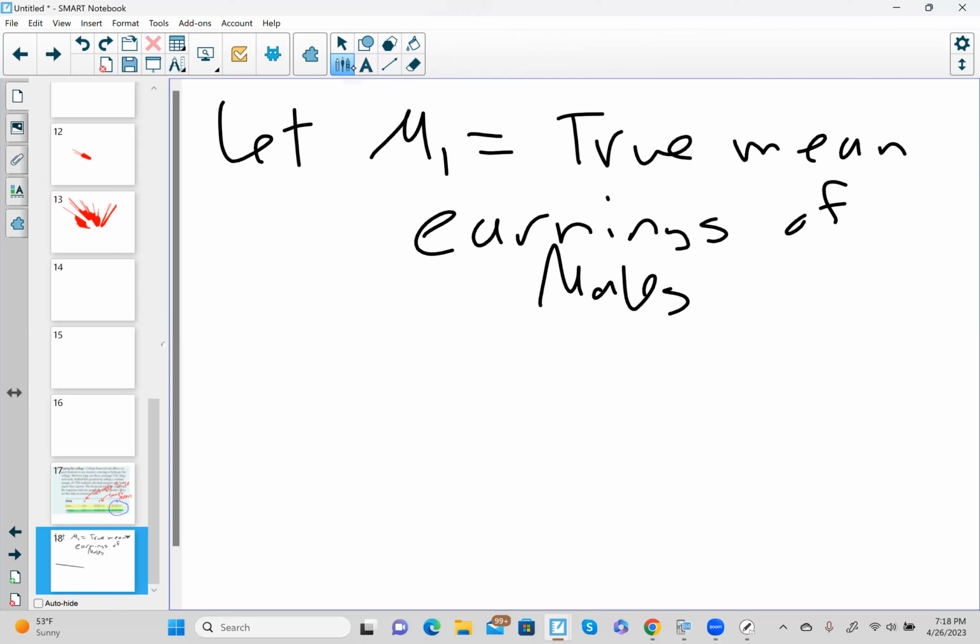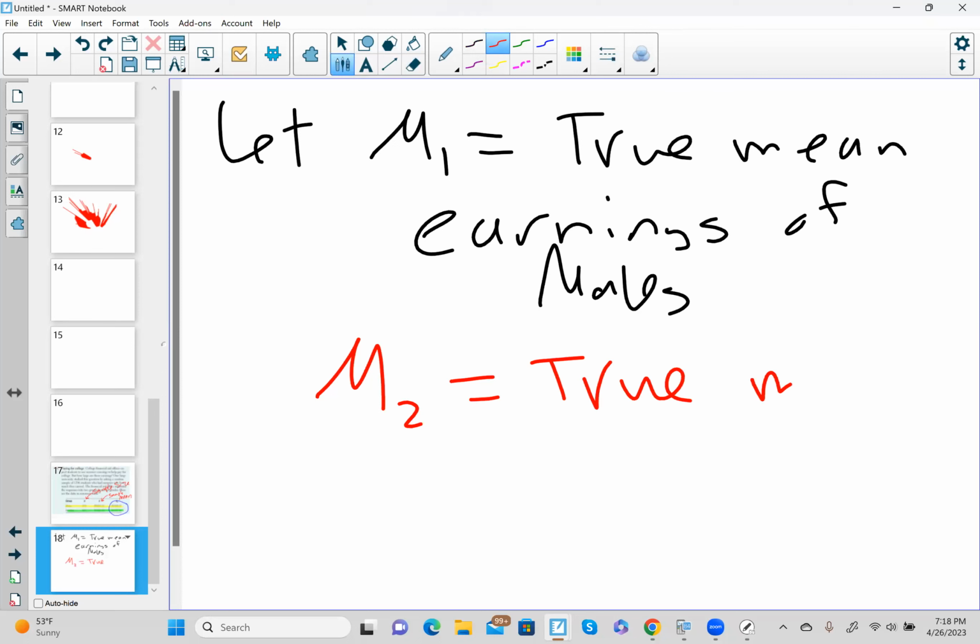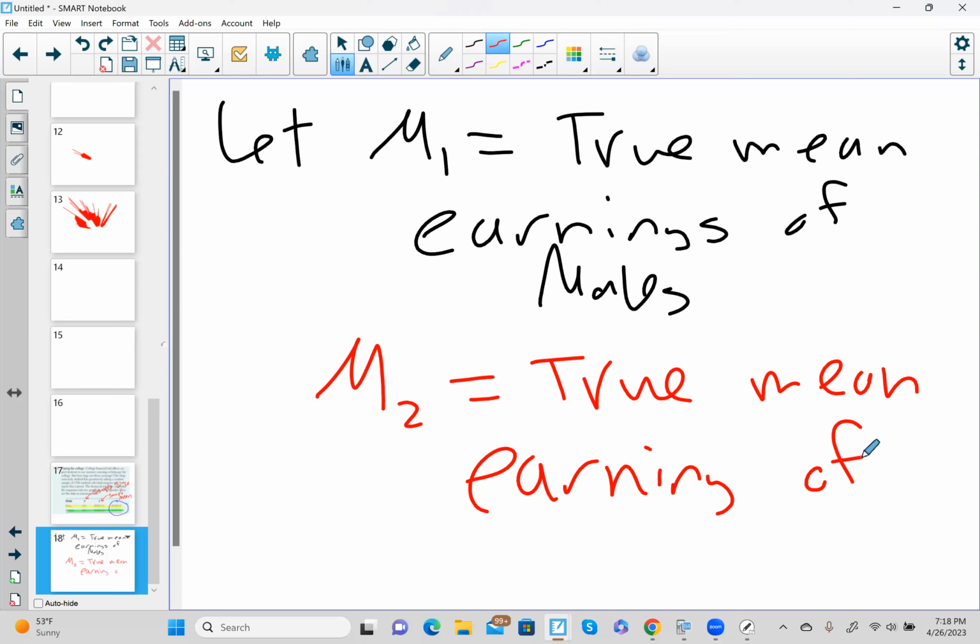Okay, and let's look at the next one. So mu2 is going to be the true mean earnings of females.